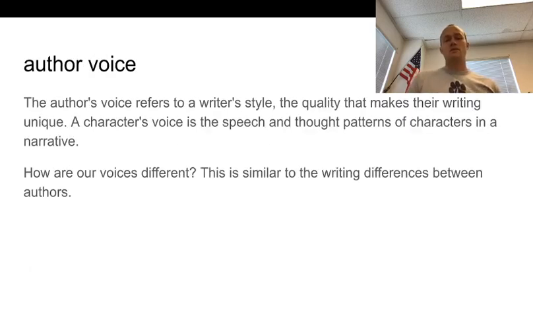Your author voice refers to the writer's style. It's the quality that makes their writing unique. It's also their take on things, their viewpoint. Do they like trees? Do they like rocks? Are they in favor of taxation? Whatever it is, it's kind of their position on things as well. It's analogous to how our voices are different, sort of.